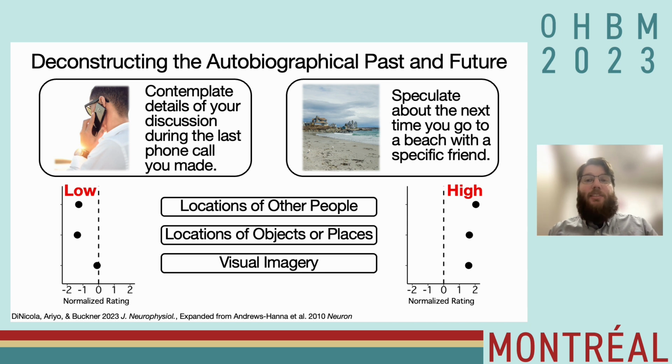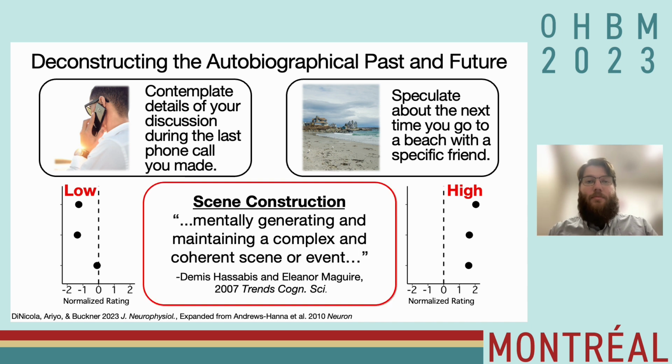For example, participants reported not really needing to consider spatial information when answering this question on the left, but consistently reported that they heavily considered all three types of spatial information to answer the question on the right. Conceptually, this internal consideration of spatial information falls within the overarching concept of scene construction. This was first proposed by Demis Hassabis and Eleanor Maguire in 2007 as a key hippocampally dependent cognitive process supporting both remembering the past and imagining the future, but with ultimately broader applicability.